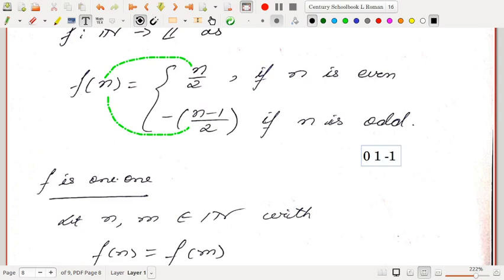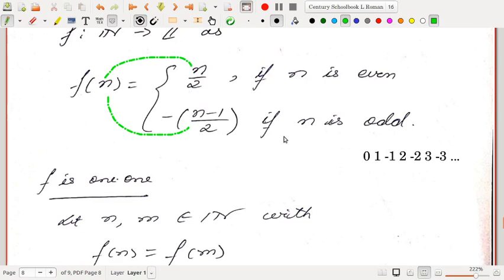Okay, f of 4 will be 2. Then f of 5 will be minus 2. So this way we are counting 3, then minus 3. So this way the counting goes on. This is exactly what we are doing using this function. We could have done it the other way.